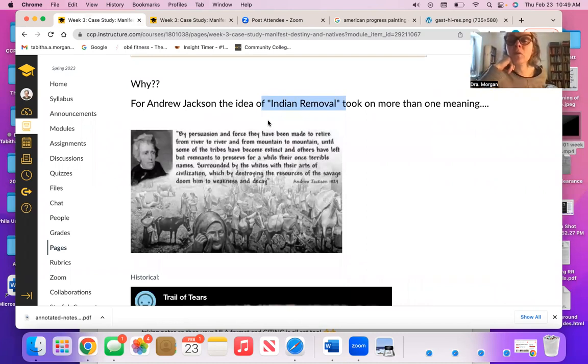By persuasion and force, quote, they have been made to retire from river to river, from mountain to mountain, until some of the tribes have become extinct and others have left but remnants to preserve for a while their once terrible names. Surrounded by the whites with their arts of civilization, which by destroying the resources of the savage, meaning rivers and bison, right, buffalo, doom him to weakness and decay. Andrew Jackson, 1829. Not the greatest president in my mind. I'm just saying, my opinion.